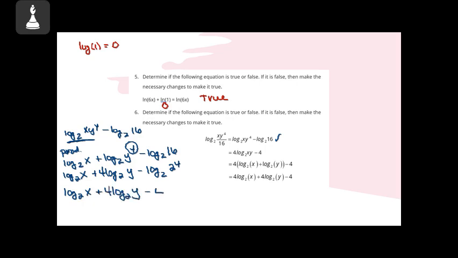Okay, here's how I know this was incorrect here. This fourth power is only on the y. It's not on the x term as well. I cannot bring this fourth power out front because it's not attached to both pieces. So this one was false.